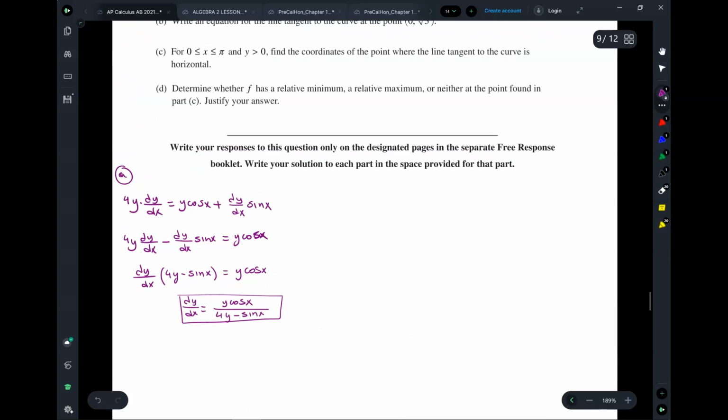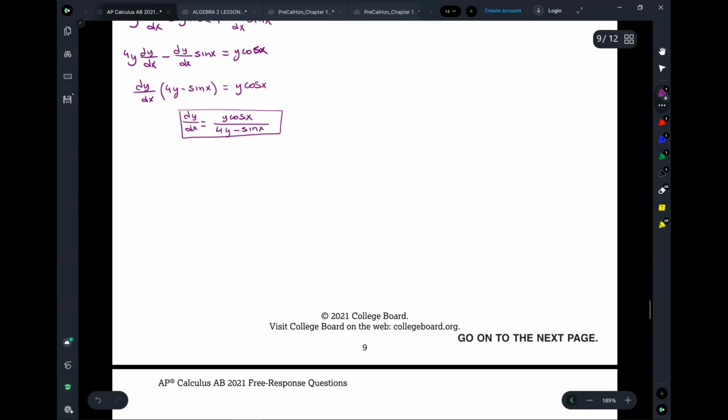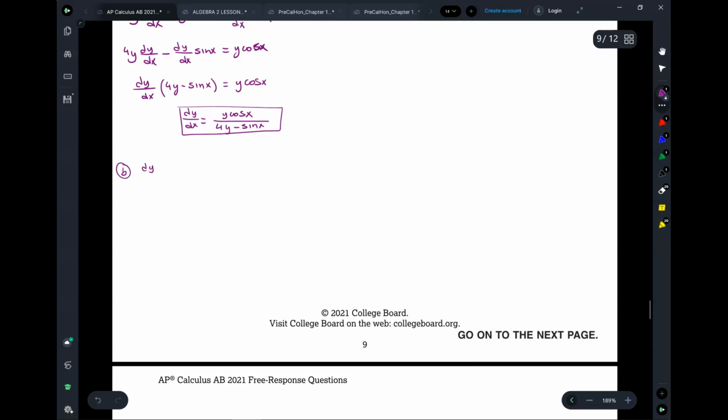Part B. Write an equation for the line tangent to the curve at the point 0, comma root 3. To write any equation of a line, you need a slope and a point. Slope is this, but it needs to be evaluated at that point, right? So for part B, we're going to say, okay, dy dx evaluated at 0, comma root 3. Okay, so root 3 cosine 0, 4 times 0 minus sine of 0.